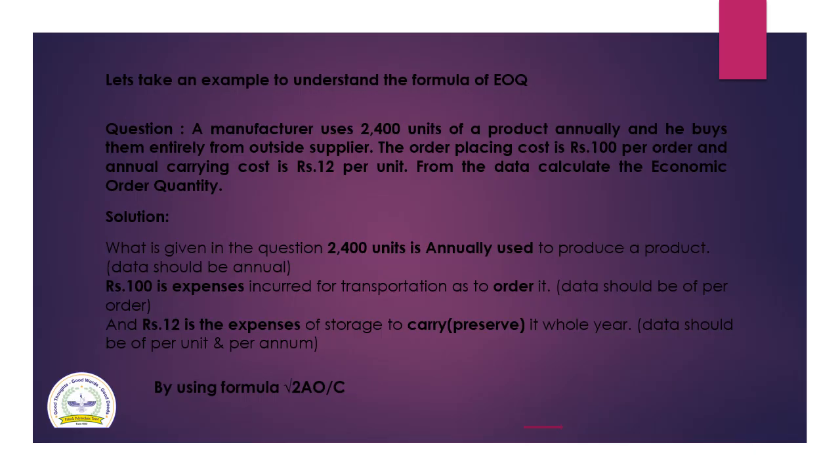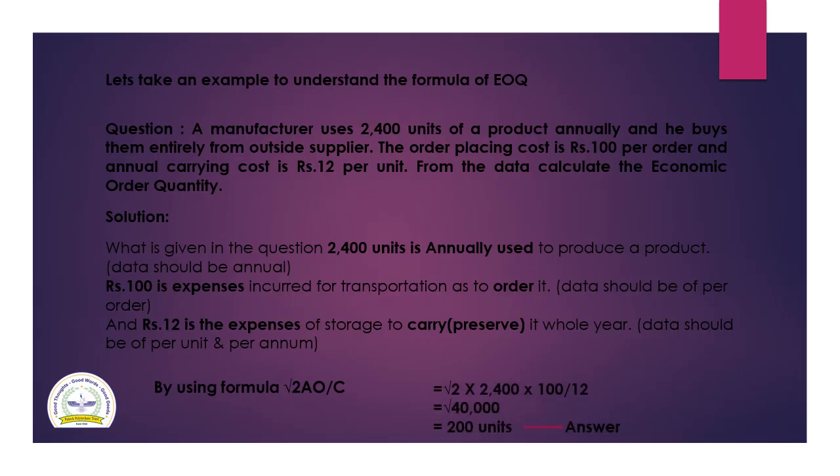2400 units is annually used. It should be annual. If it is given in monthly or weekly, we should convert it for a year. Rupees 100 is the order placing cost for one order. It should be per order. And Rupees 12 is the expense to store and preserve the raw material. It should be per unit and per annum.